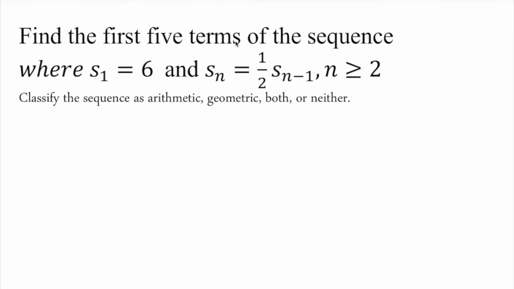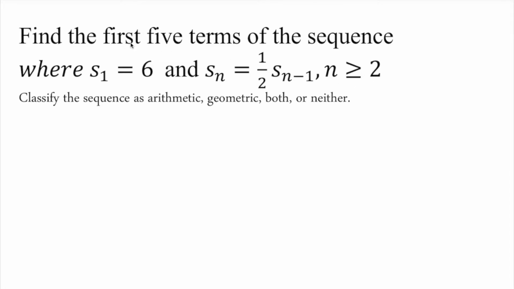Find the first 5 terms of the sequence where S1 is equal to 6, given the first one, and Sn, the general term of the sequence, is given by 1/2 S(n−1). And there's a restriction: n must be greater than or equal to 2. So any number 2 or more will satisfy this general term.